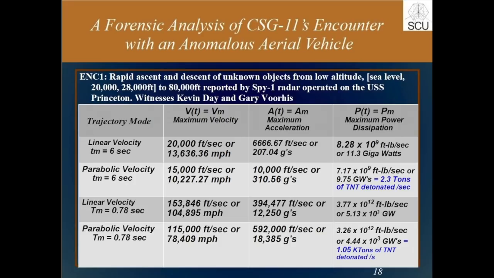So what you get, in the blue point here, is that the parabolic trajectories actually use less energy than all of them. That's just the way it comes out. For the 6 second case, the actual maximum speed is 10,227 miles an hour, and the acceleration is 310.56 g's. Just for perspective, an F-18 starts to come apart at about 8 or 9 g's.